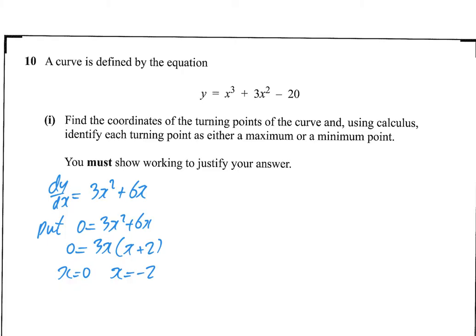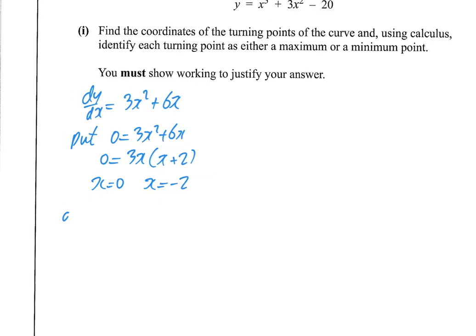We need then to test these things, see if they're positive or negative when you put them through d2y by dx squared. So find your d2y by dx squared first. It's going to be 6x plus 6.